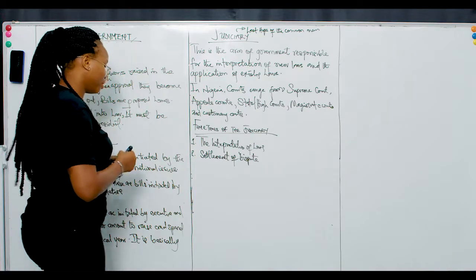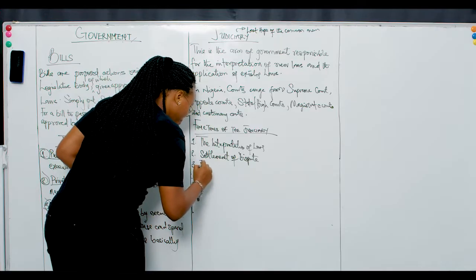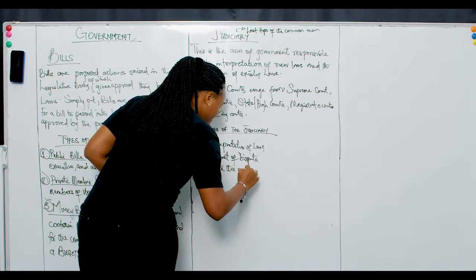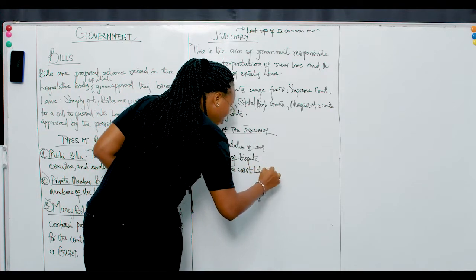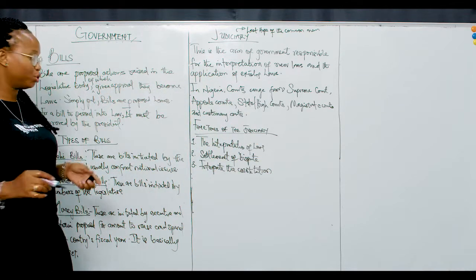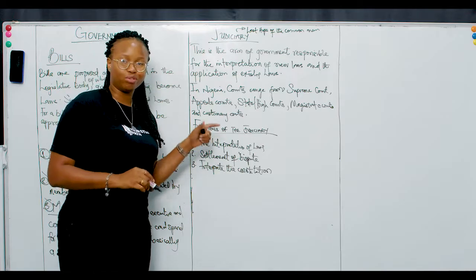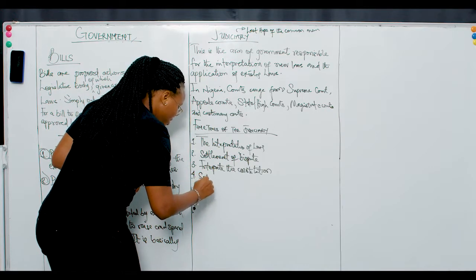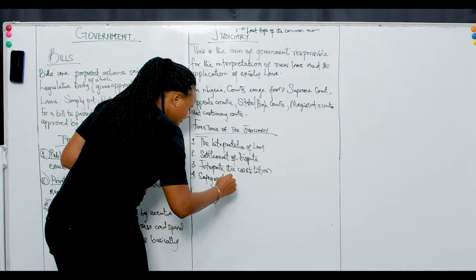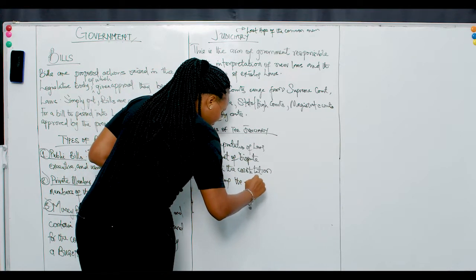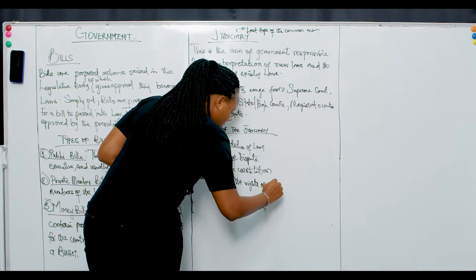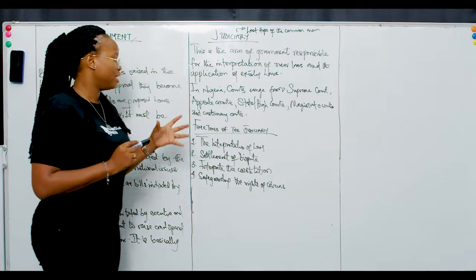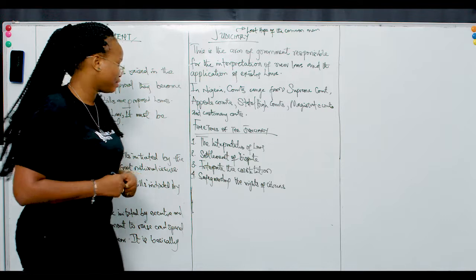Another function of the judiciary is also to interpret the Constitution. Remember, the Constitution is the most binding law in every country or state, and as such, it is the role of the judicial system to interpret the Constitution. They also are in the business of safeguarding the rights of citizens. Whenever a human right has been violated, your first place of recourse is to go to the judicial system.